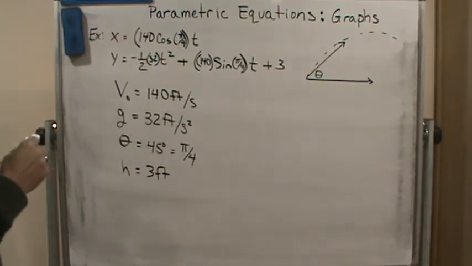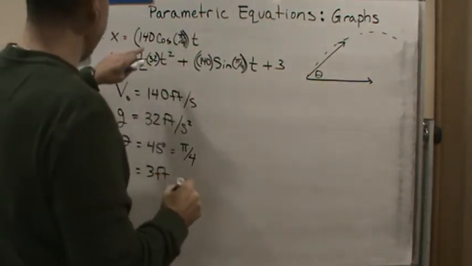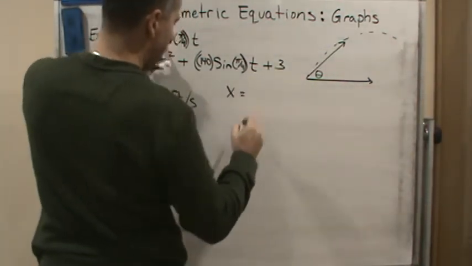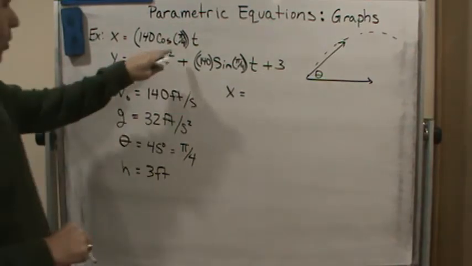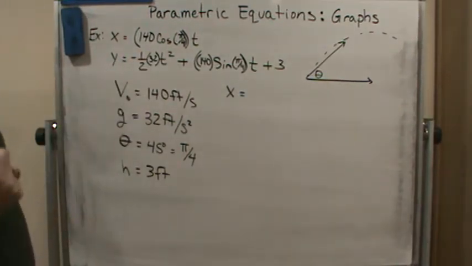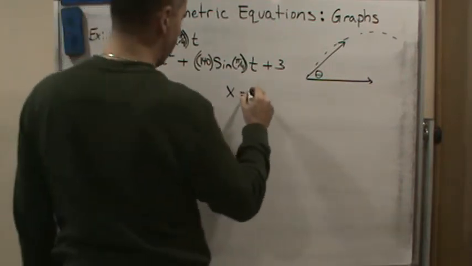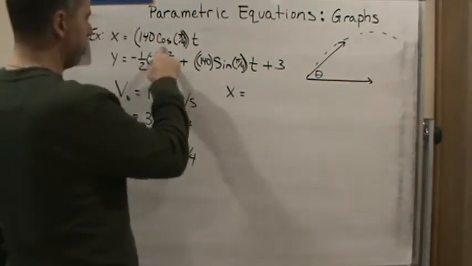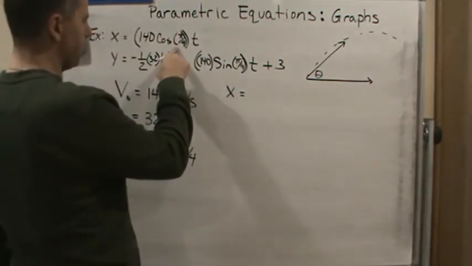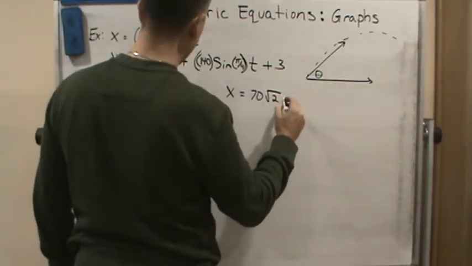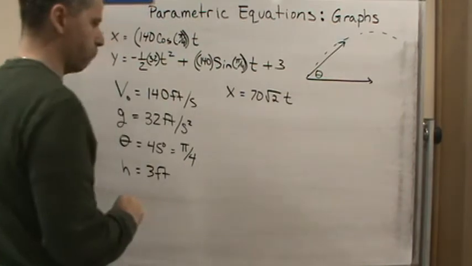All right. Now, I'm going to simplify this. Okay, so again, we want to find our models, right? So cosine of 45 degrees is, what? Square root of 2 over 2, right? So if I simplify this, x is going to be 70 times the square root of 2 times t, right?